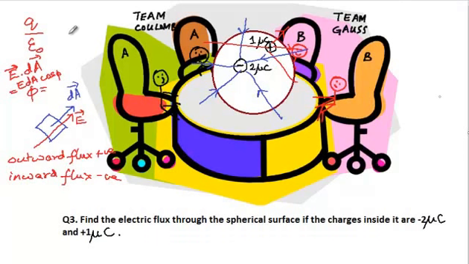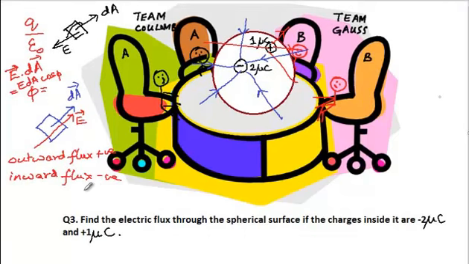See, suppose this is an area element. Say we consider the same area element dA and the field is in the opposite direction. Now if the field is in the opposite direction, then this angle between the electric field and the area element is going to be more than 90, and cos of an angle which is greater than 90 and less than 180 is going to be negative. So when the flux is inwards, it's going to be negative.